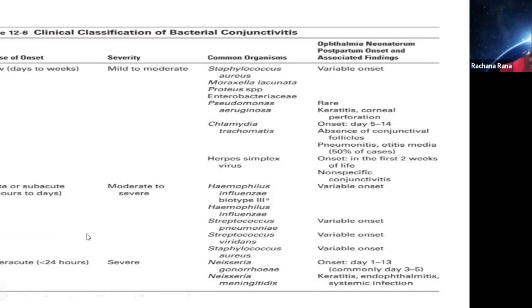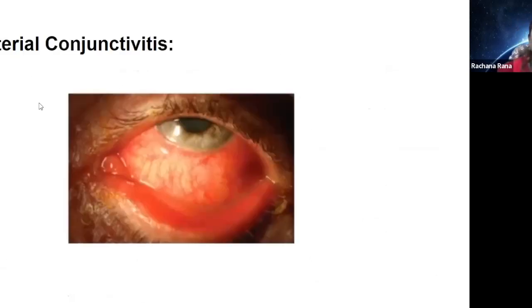And in acute or subacute, it's a moderate to severe form. We can find Haemophilus influenzae, Streptococcus pneumoniae, Streptococcus viridans, and Staph aureus. But in slow onset, we have Staph aureus, Enterobacter, Pseudomonas, and Chlamydia. So this is a picture of bacterial conjunctivitis, where you can see marked congestion in the conjunctiva, and sometimes you can get a lot of membrane over the tarsal conjunctiva.